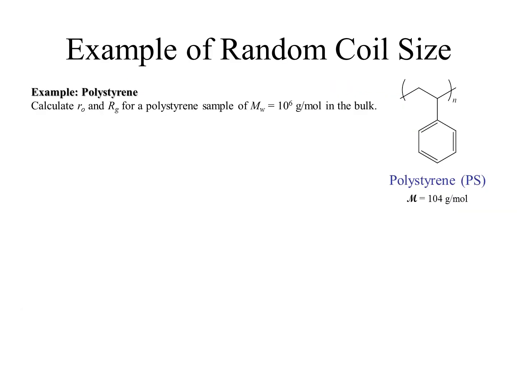Let's go over a very common polymer as an example of how these calculations work. For a 1 million grams per mole polystyrene sample, what's the end-to-end distance and radius of gyration in the bulk?